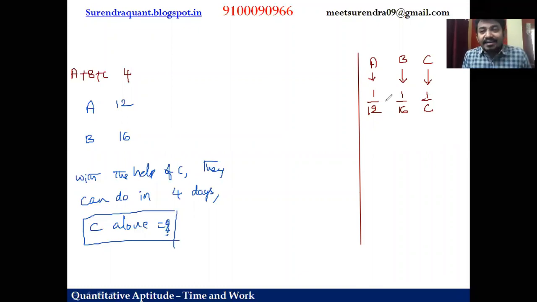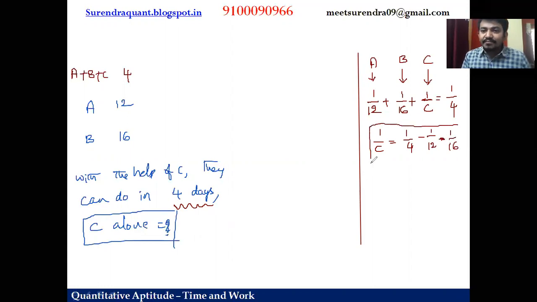Now, if I add the 1 day work of all 3 persons, that will give the 1 day work of all 3 persons together. In the question, they finish the work in 4 days working together, right? Means the 1 day work of ABC is 1 by 4. Now, your job is to place C on one side and send the other numerals to the other side and simplify by taking LCM. There are some fractions in this. That's the reason I always suggest you go for the LCM method in time and work. Let's see the LCM method.